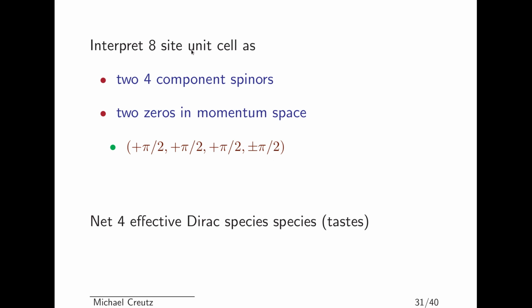So we can interpret this 8-site unit cell as 2 4-component spinors, and each of these 4-component spinors has 2 zeros in momentum space. They're all at plus pi over 2 in the space directions and plus or minus pi over 2 in the temporal direction. Effectively, you have 4 independent Dirac species. These are usually called tastes these days to distinguish them from flavors.